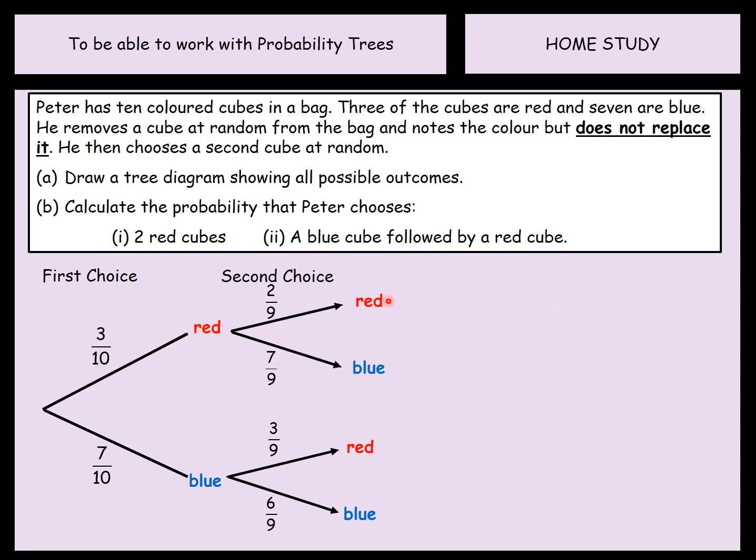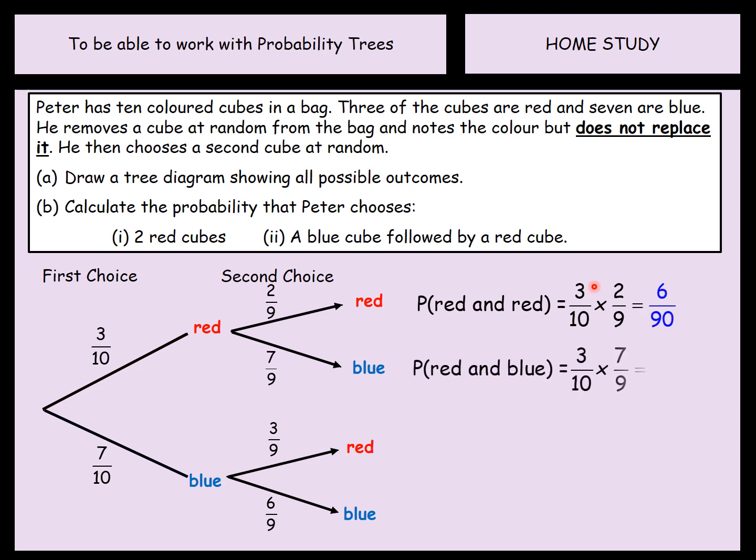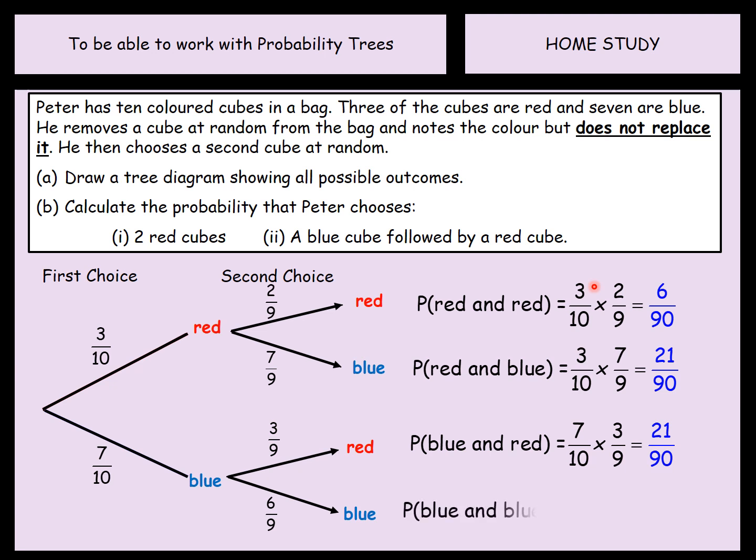The next step is we need to work out the probabilities of all the things happening. So red and red, red and blue, blue and red, blue and blue. Again, remembering that when we're saying and, we are multiplying. We do all of this before we go into part B.